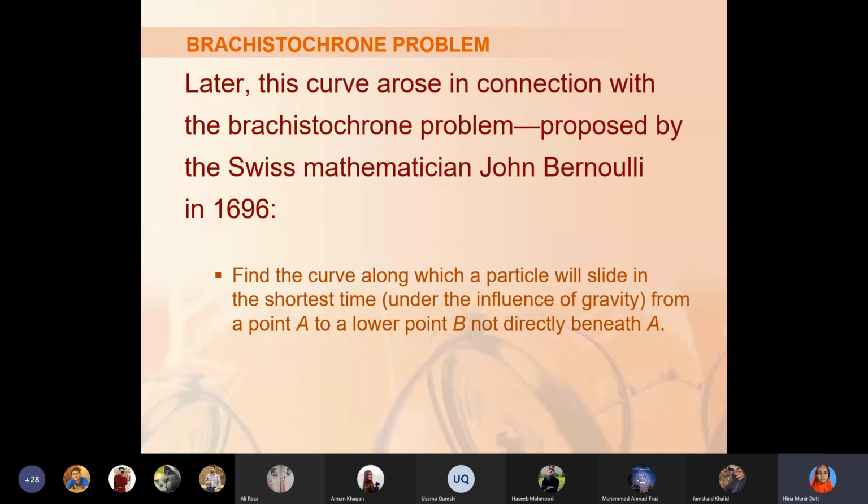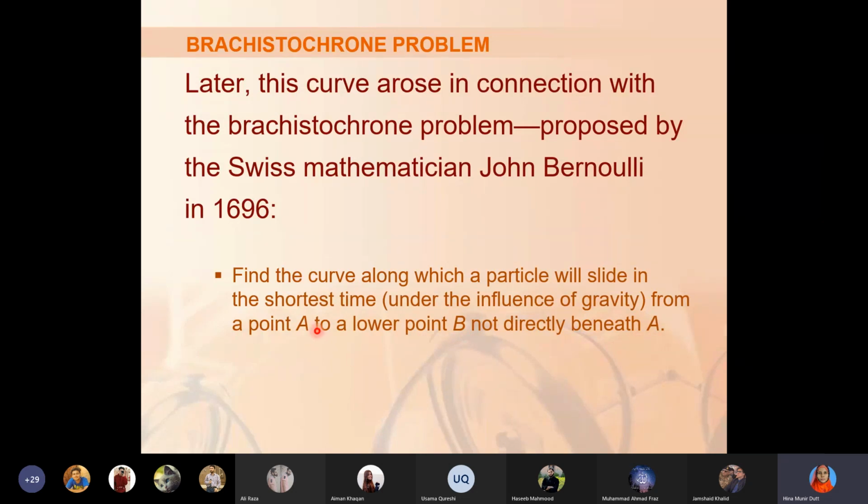this curve arose in connection with the brachistochrone problem proposed by the Swiss mathematician John Bernoulli in 1696. So what is the brachistochrone problem? The brachistochrone problem is this: find the curve along which a particle will slide in the shortest time under the influence of gravity from a point A to a lower point B not directly beneath the point A.